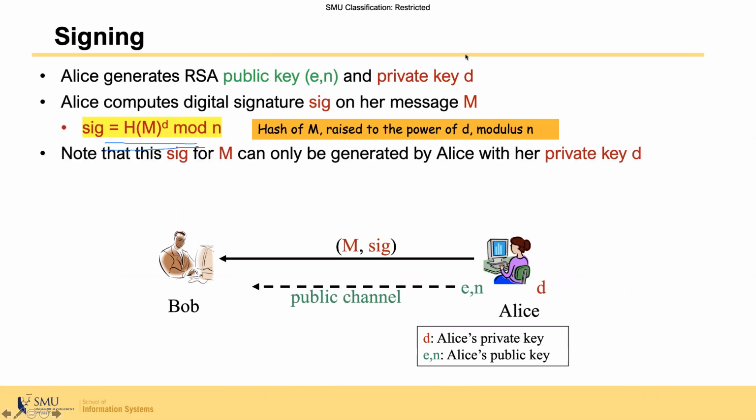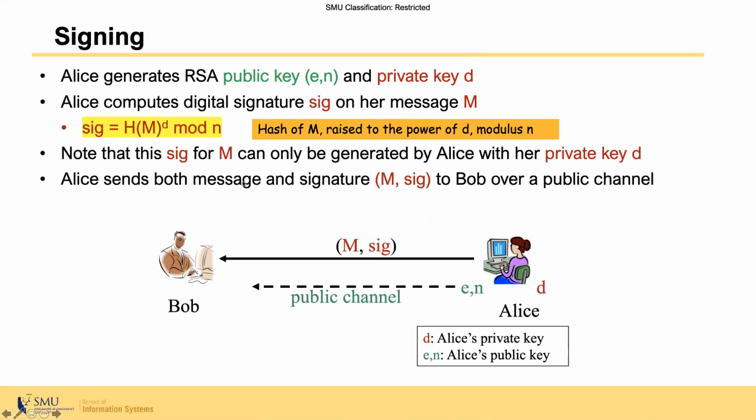Take note that such a digital signature for the message M can only be generated by Alice, who owns the private key. Because the private key is supposed to be private, nobody else should have the key. As such, Alice must be the one who indeed signed the message. Once she has signed the message, Alice sends both the message M and the signature SIG to Bob over a public channel. It doesn't have to be a secure channel, and that is a key property of using digital signatures.